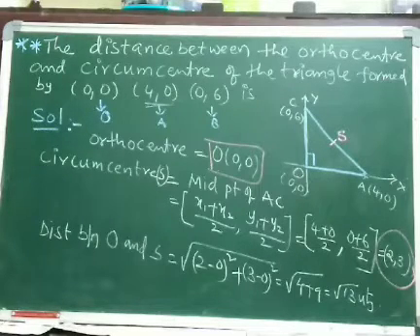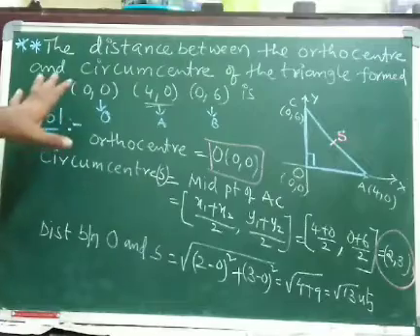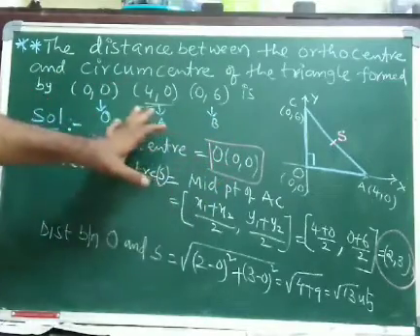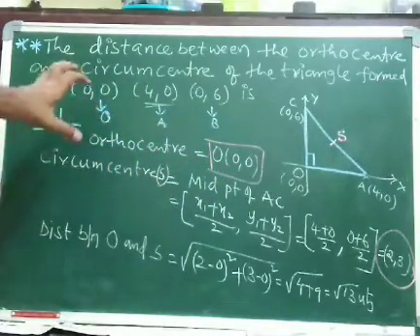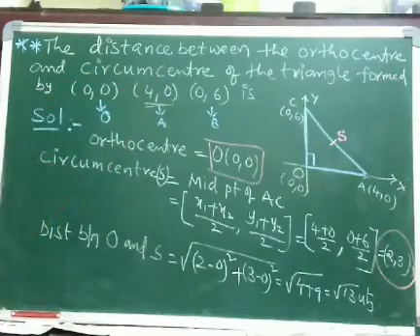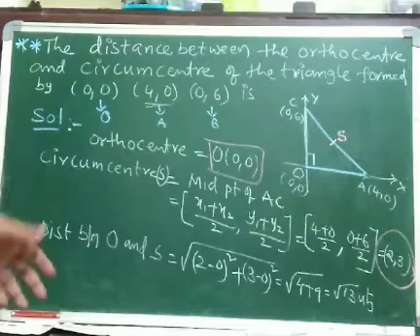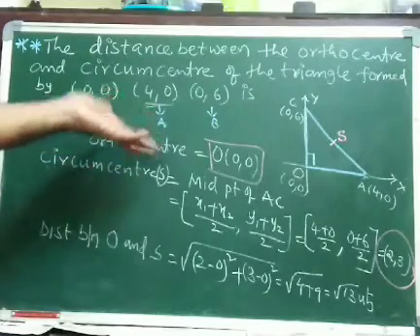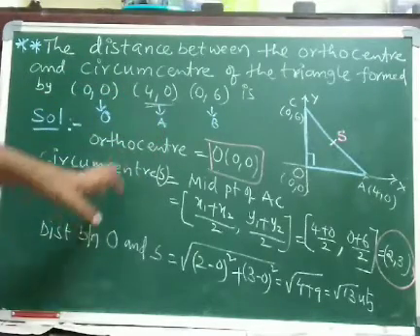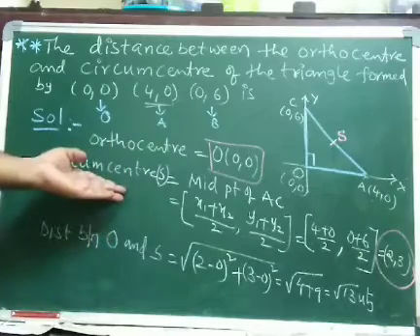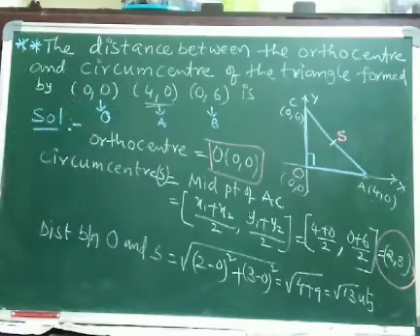So dear students, if you observe this technique, if you are able to guess that it is a right angle triangle, then this is the simple solution. If you are unable to find out that it is a right angle triangle, then there is a lot of procedure to find the circumcenter as well as the orthocenter. Unnecessarily you are going to waste your valuable time.